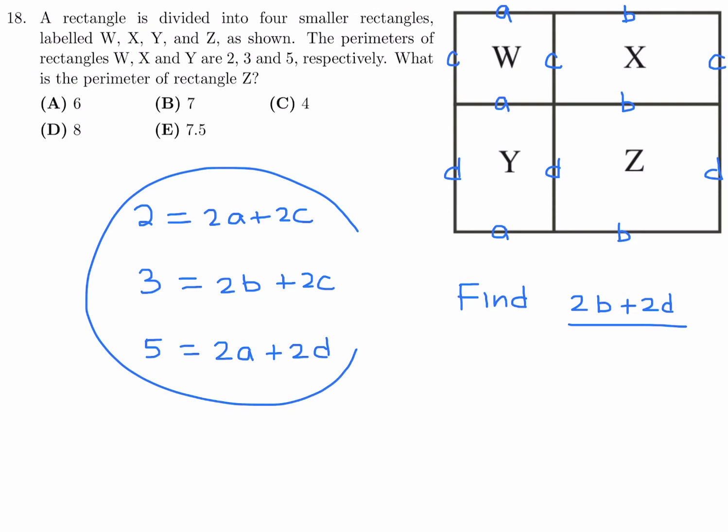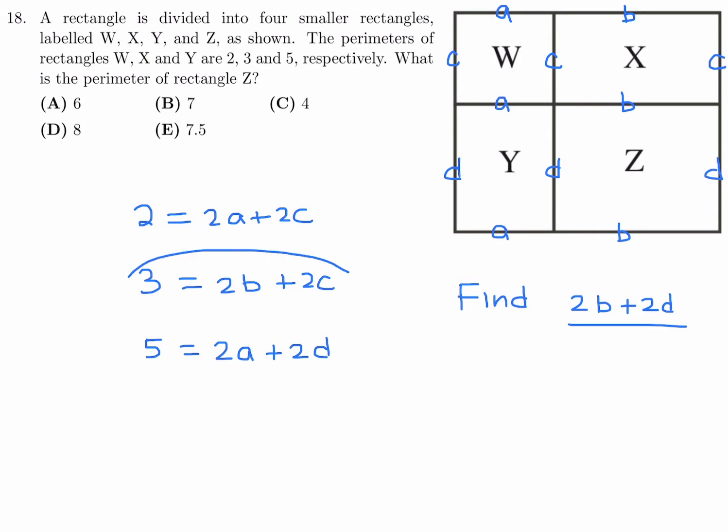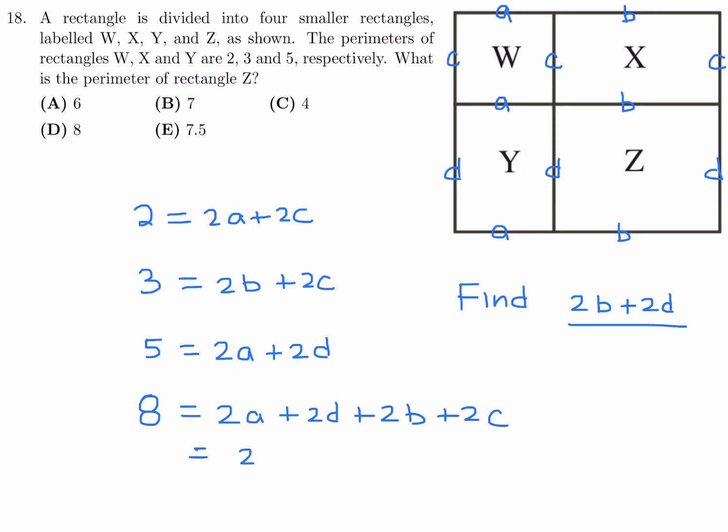I think I've got more than enough to do that. The first thing I'm going to do is just add these two, which should help us, hopefully. If I do, I get 8 on this side, and on this side I get 2A plus 2D plus 2B plus 2C. And this looks very similar to what I want. I want 2B plus 2D, and that's this one and this one. So that's very helpful that it turns out like that.